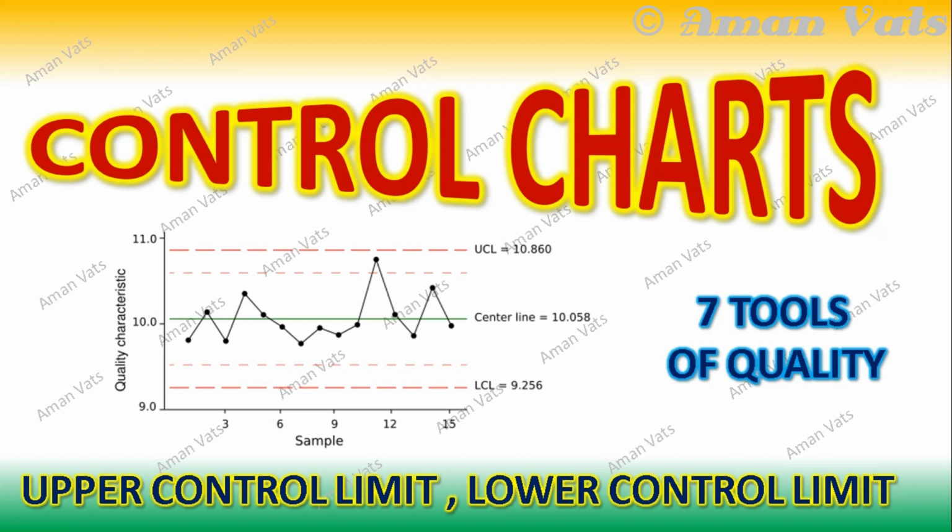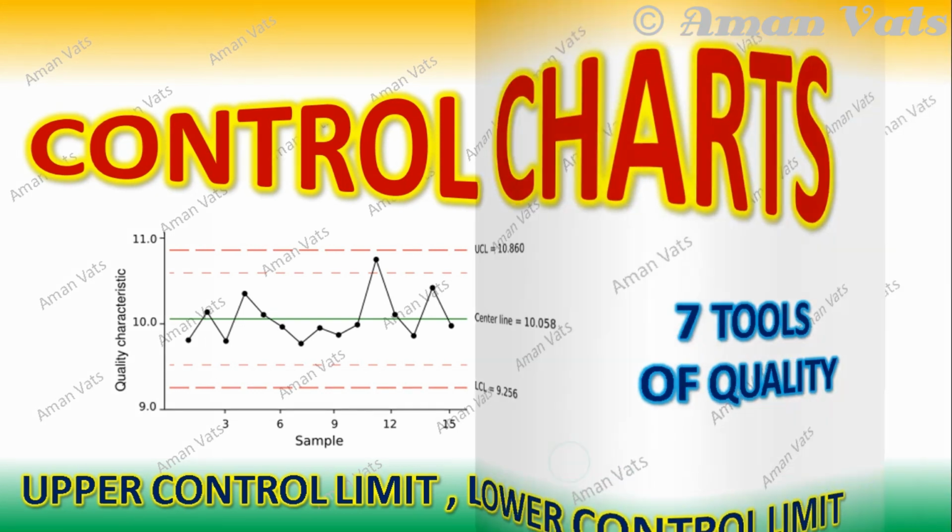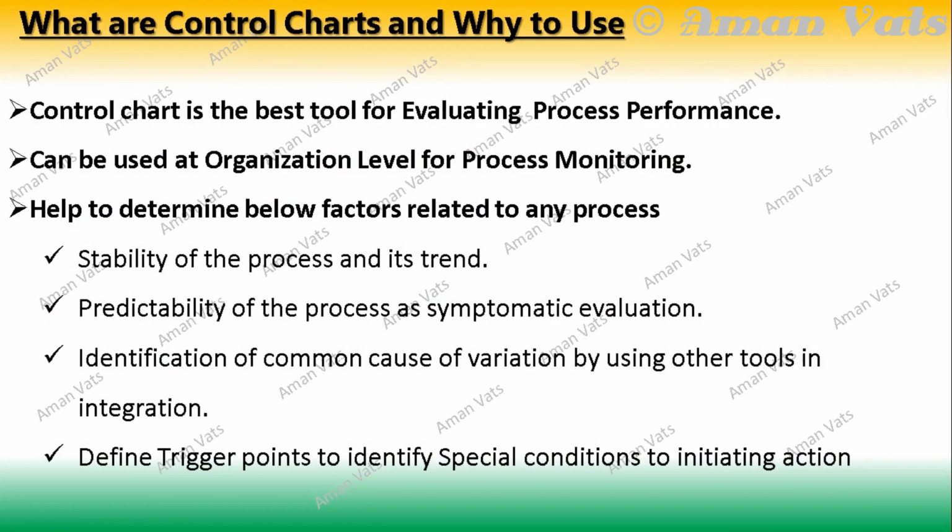So which will determine the upper control limit and lower control limit: how should you define the UCL, how should you define the LCL, and how you should monitor your working or process, whether it is really working or it is going out of control. So the control chart is another tool of quality. Control chart is the best tool for evaluating your process performance, whether it is really working or going out of hands, or it is underperforming or overperforming. That you will be able to assess and analyze with the help of control charts.